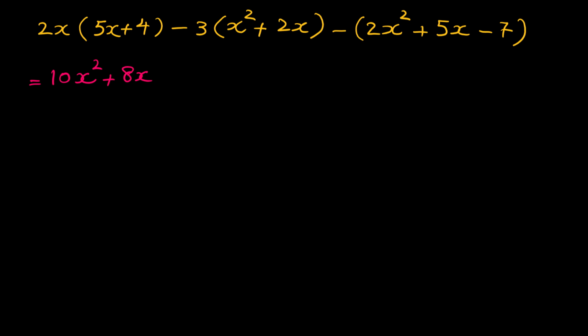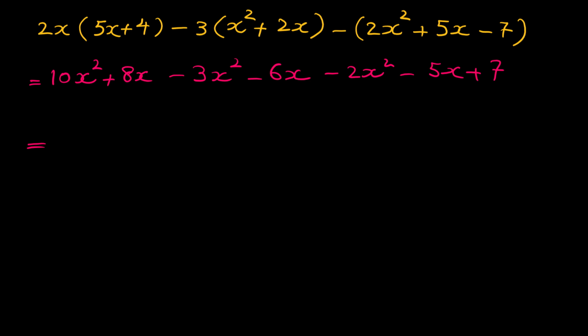Now multiply negative 3 in the bracket. Then we have negative 3x to the 2, minus 3 times 2x is minus 6x. Apply the negative in the bracket. If you distribute negative in the bracket, then you have negative 2x to the 2 minus 5x plus 7.